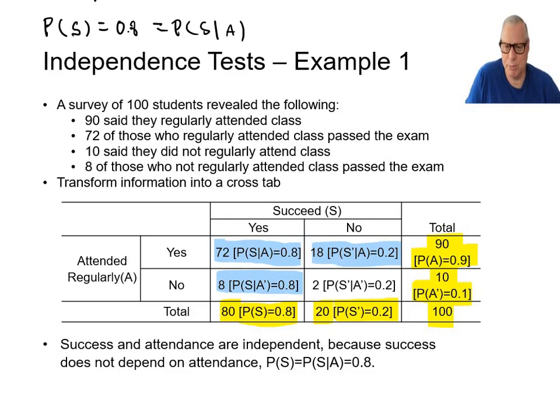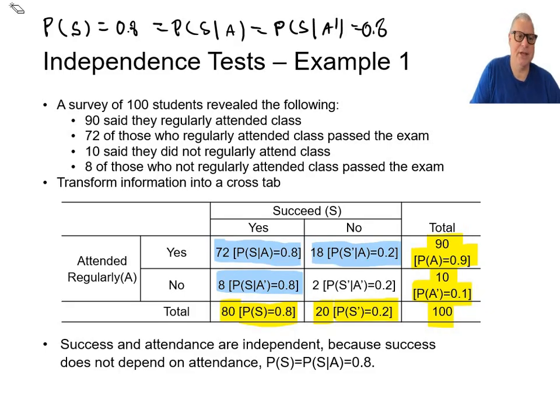It's the same probability. And also the probability of success given that they do not attend, that's also 0.8. So now we can use the relationship between the overall probability and the conditional probability. If they are the same, then the events must be statistically independent from each other.